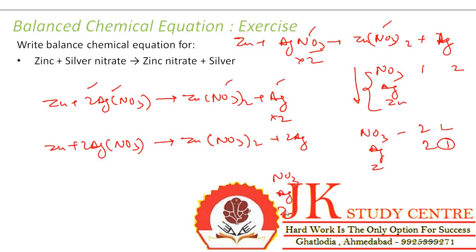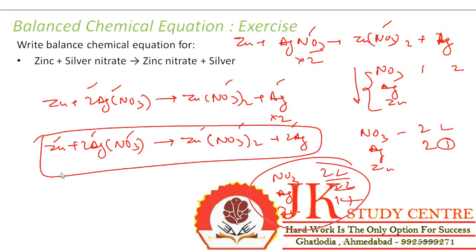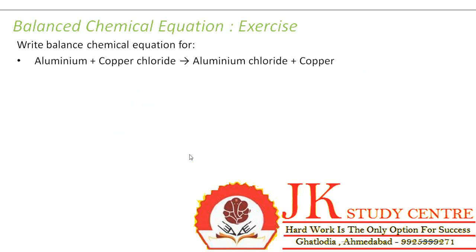Let's again see the count. So nitrate, silver and zinc. Nitrate is 2 here, balanced. Silver is 2 here, balanced. Zinc is 1 here, balanced, right? So if you see, it's all balanced. Thus I can say that this is my balanced chemical equation.